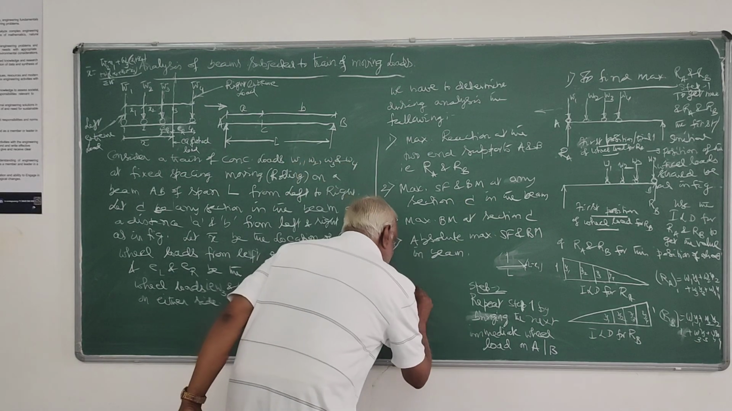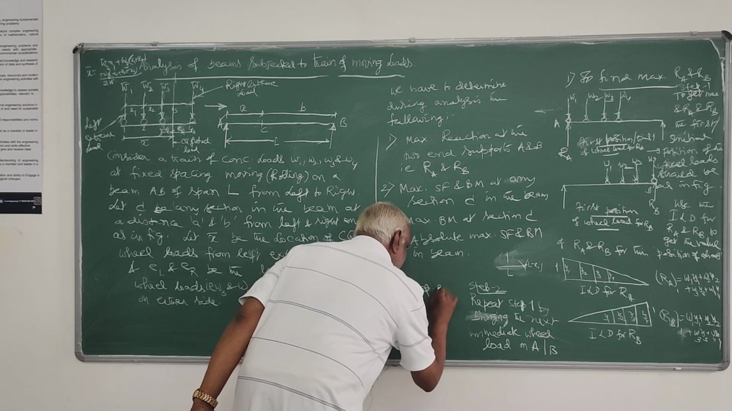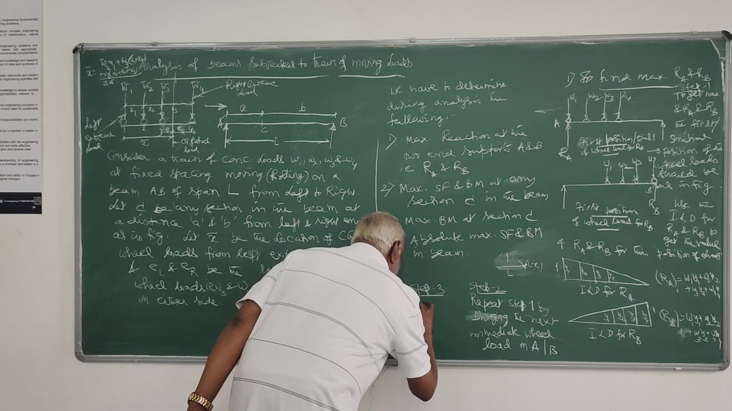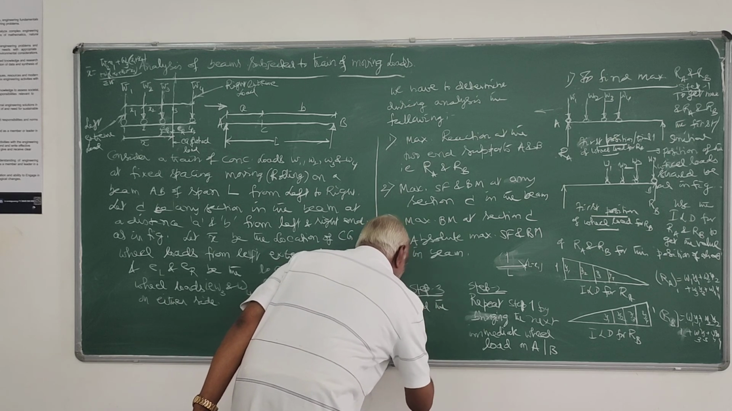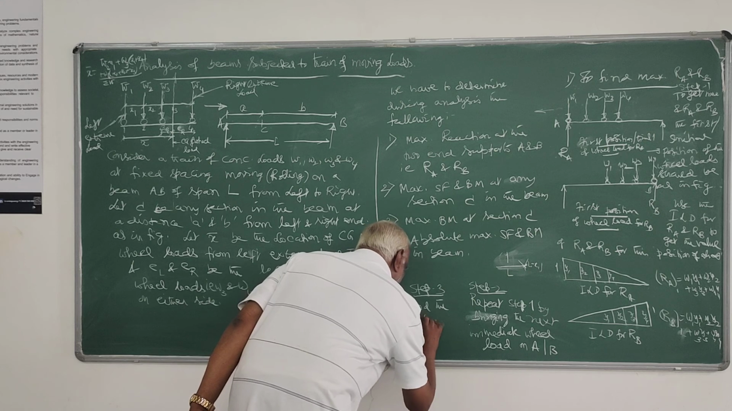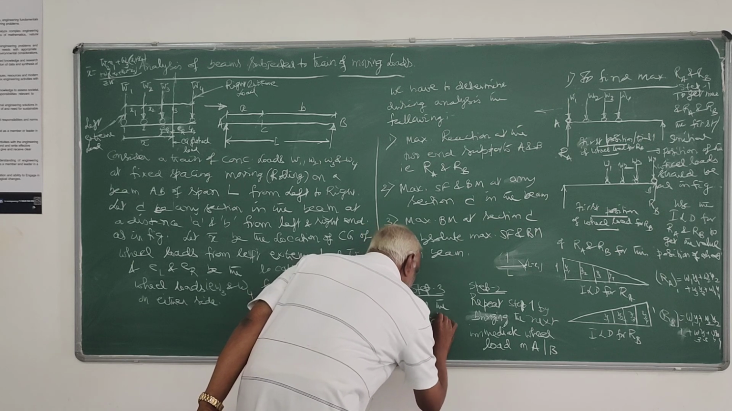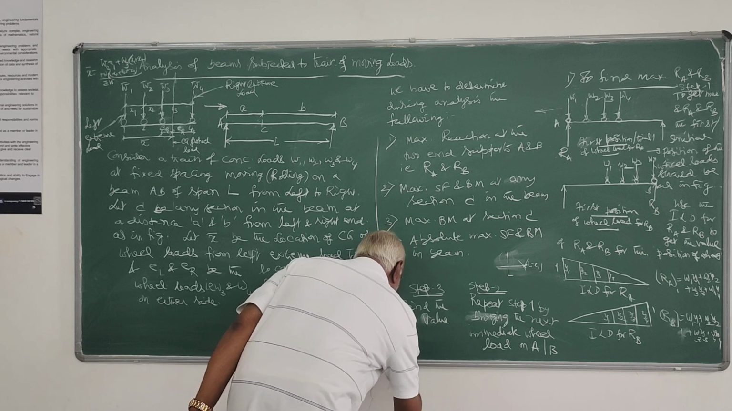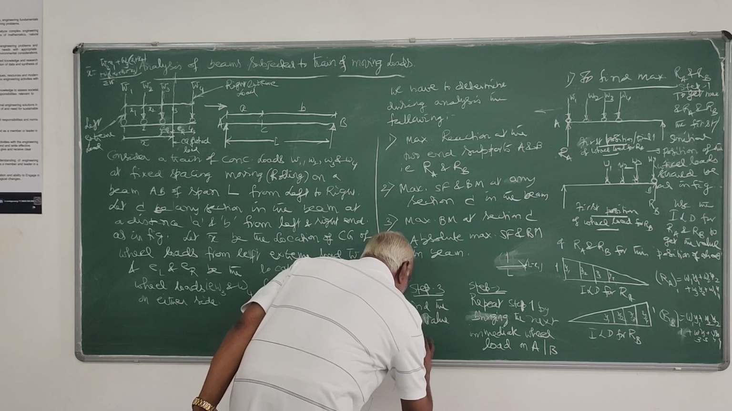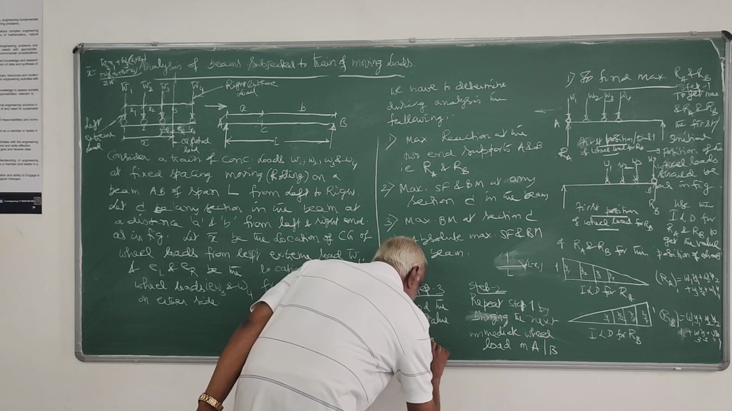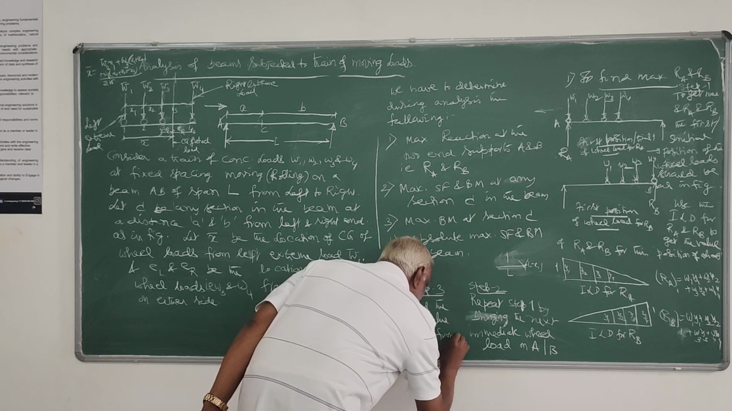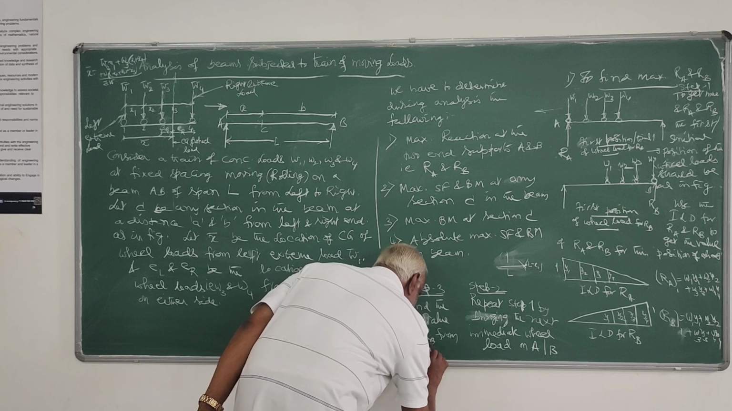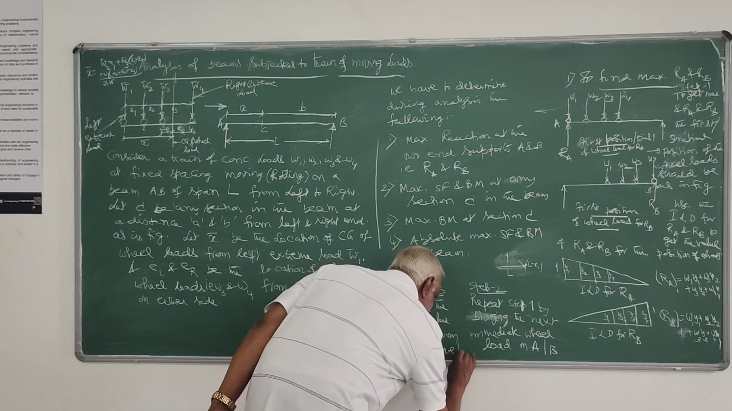So then the last step, step 3: find the maximum value of RA or RB from the above trials.